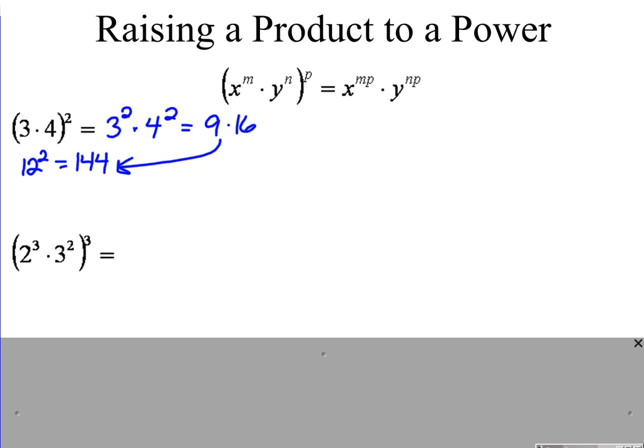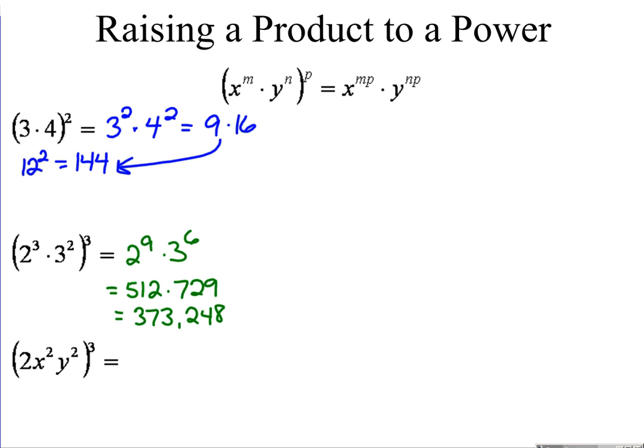Same thing here. We could follow order of operations. Do everything inside first. I'm going to use our exponent rule here just so you get used to using it. I need to apply this exponent on the outside of 3 to both of these exponents inside. So that's going to give us 2 to the 9th power times 3 to the 6th power. 2 to the 9th is 512. 3 to the 6th is 729. Multiply those together. We get 373,248.